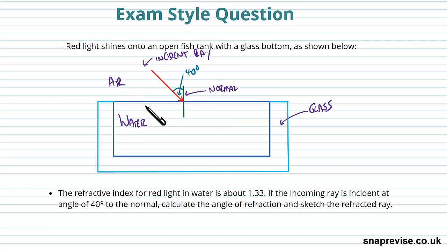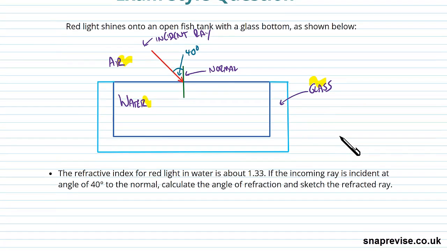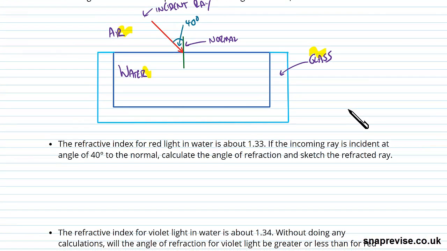You'd be labelled that this is air, this is water, this is glass. You'd be labelled those things as well. So they started off by saying, well, the refractive index for red light in water is about 1.33, and it's red light. That's specific refractive index for red light.